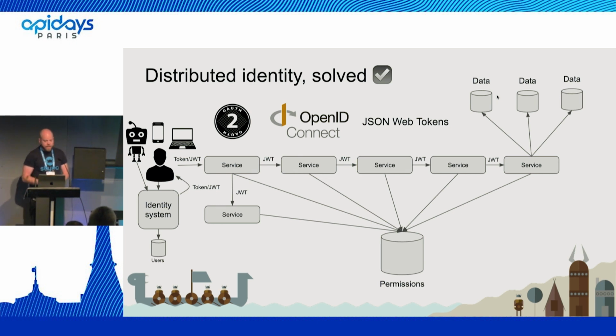But anyway, with OAuth2, with OpenID Connect, with JSON Web Tokens, we have a fairly good model for distributed identity. So that problem is basically solved.